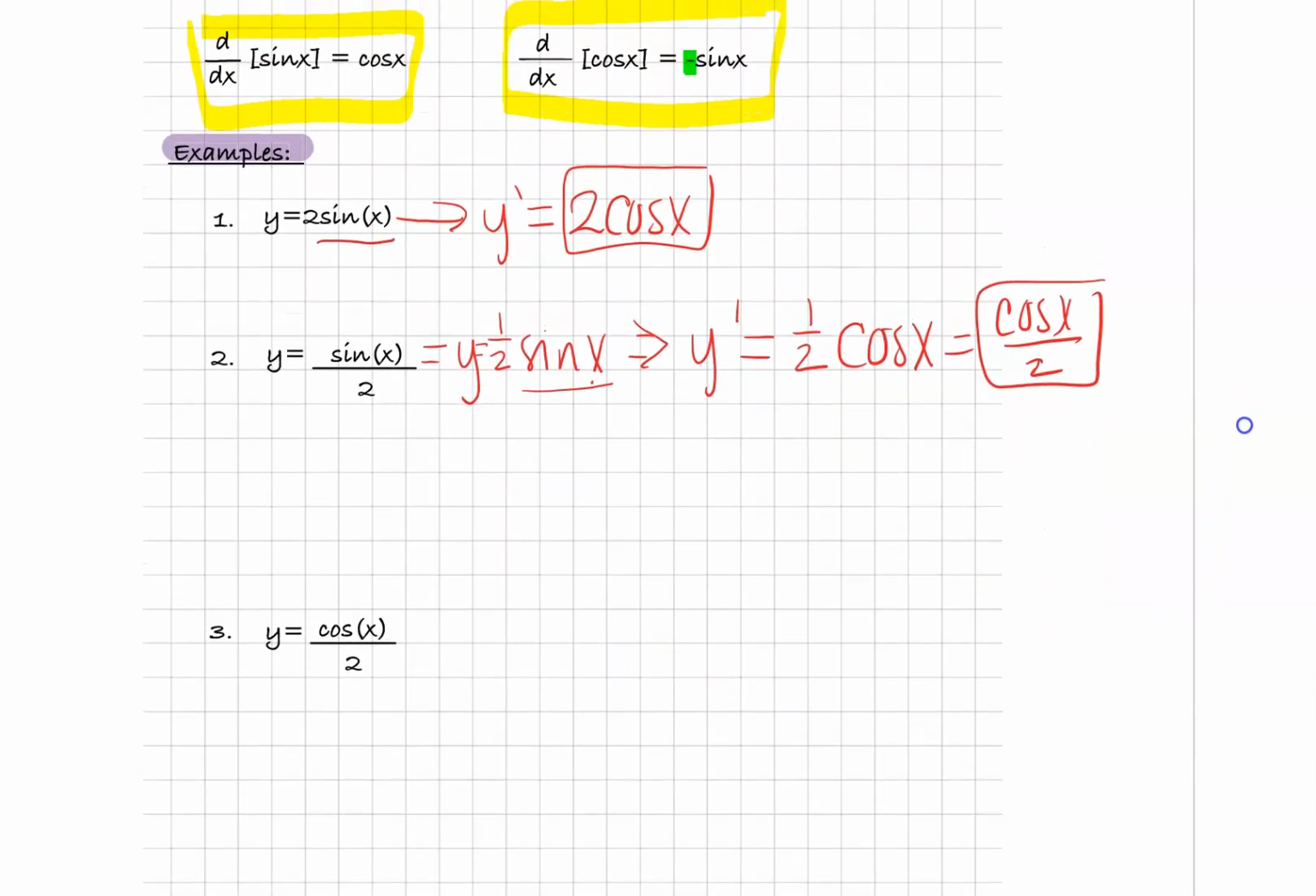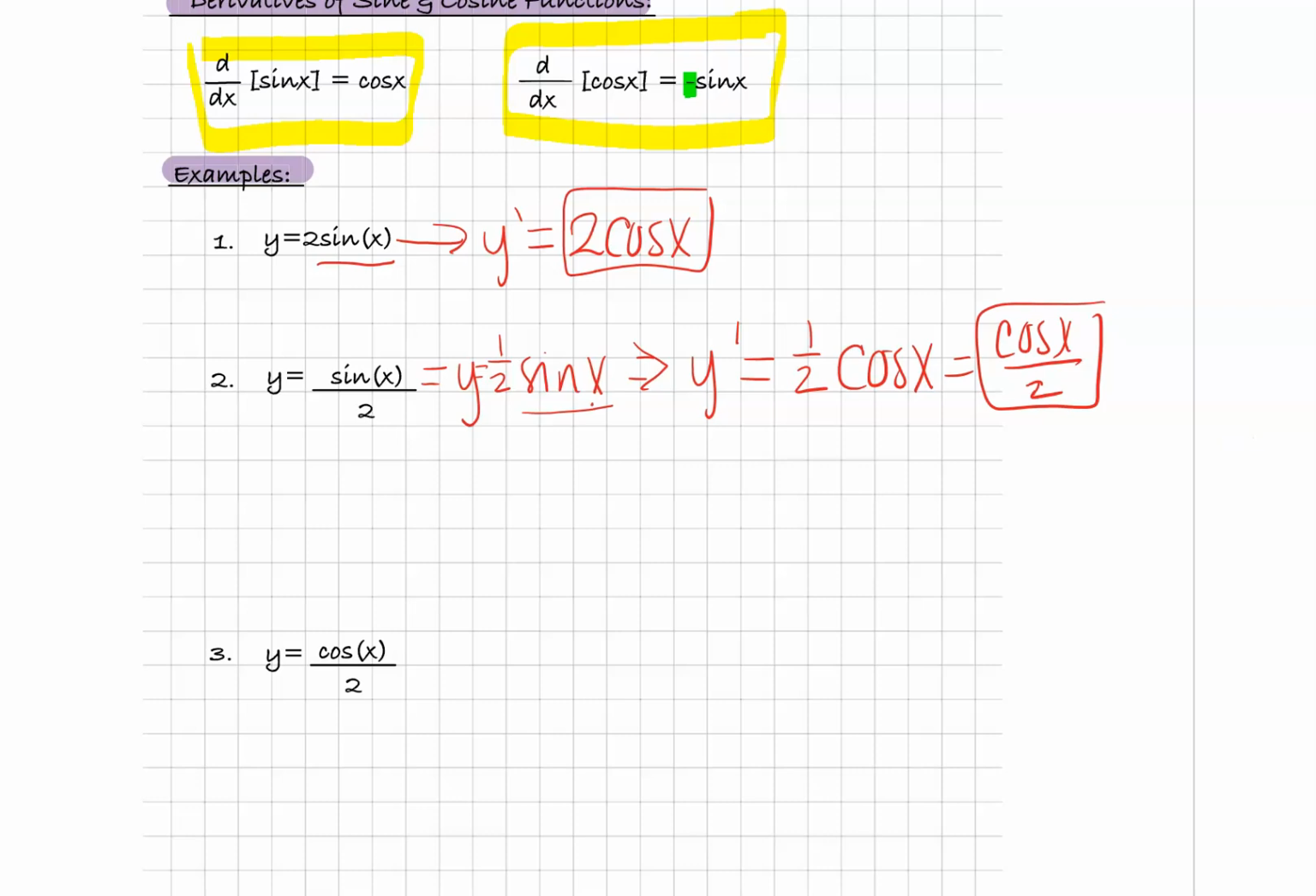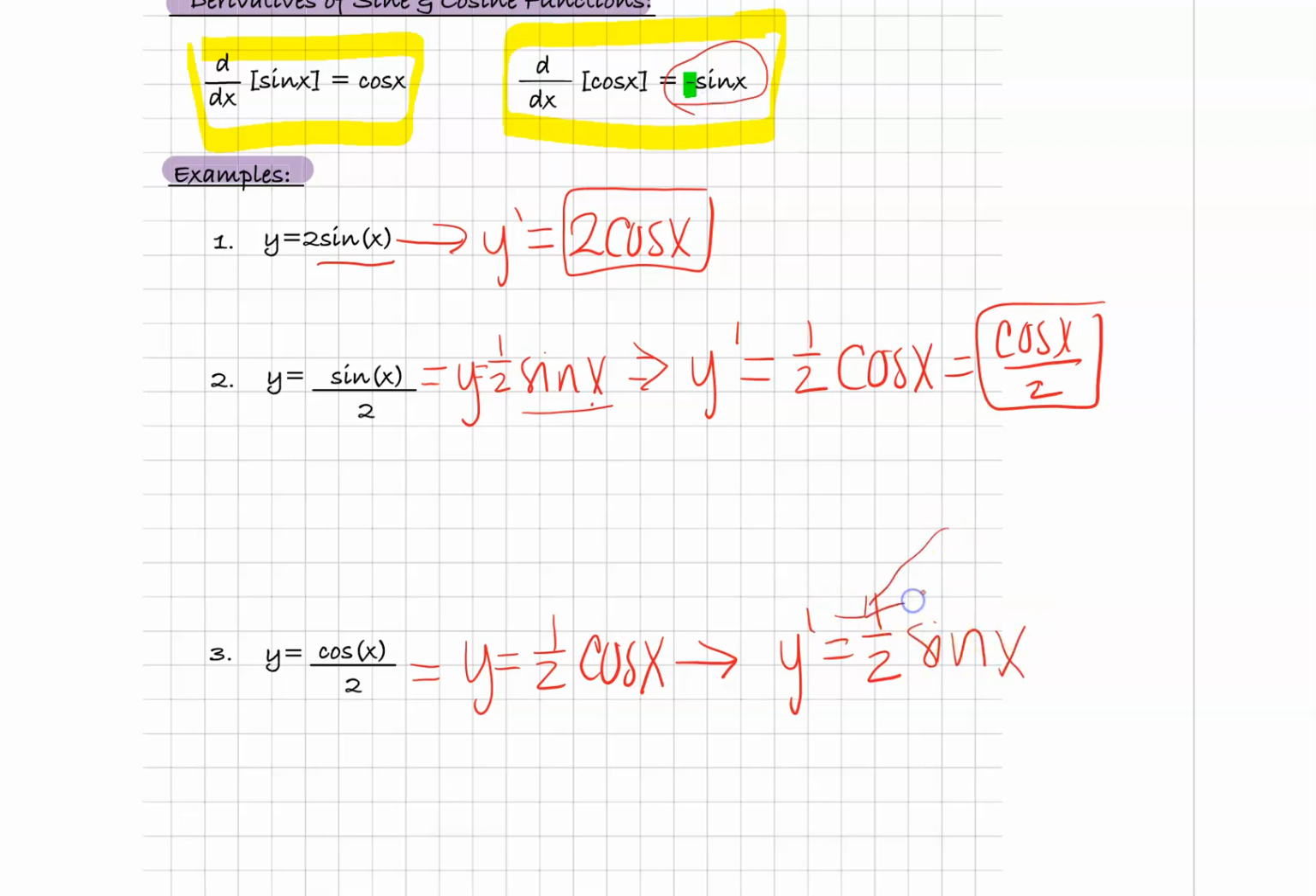Let's do one with cosine. So y is equal to cosine x over 2. Again, I'm just going to rewrite that as y being equal to 1/2 cosine x. So that when I come over here and say y prime, 1/2 is going to go along for the ride. Now the derivative of cosine is negative sine, so I'm saying negative sine x. I'm going to stick that negative right there, because if I put it between the 1/2 and the sine, it might look like subtraction and mess me up. So that would be my answer.